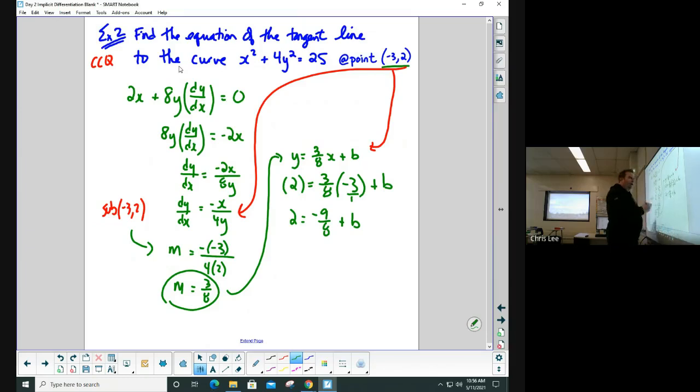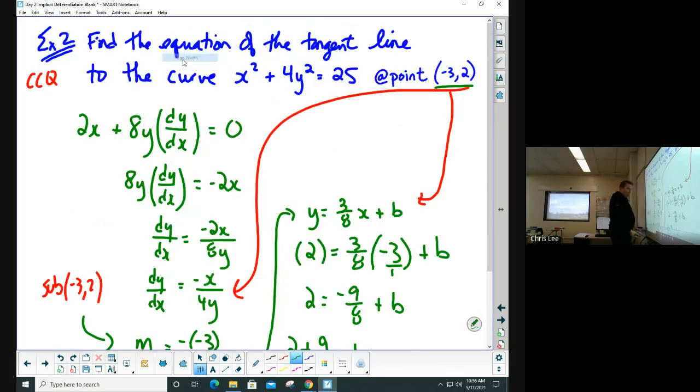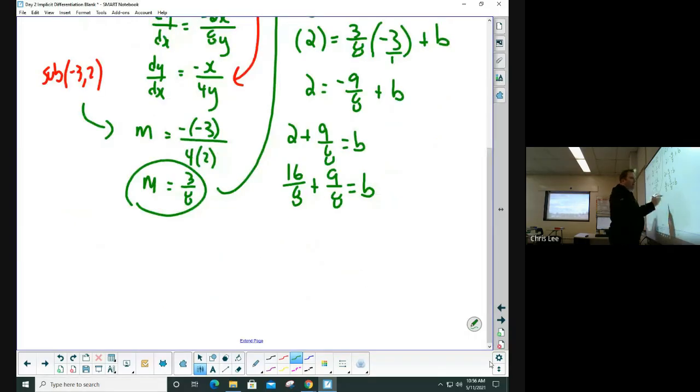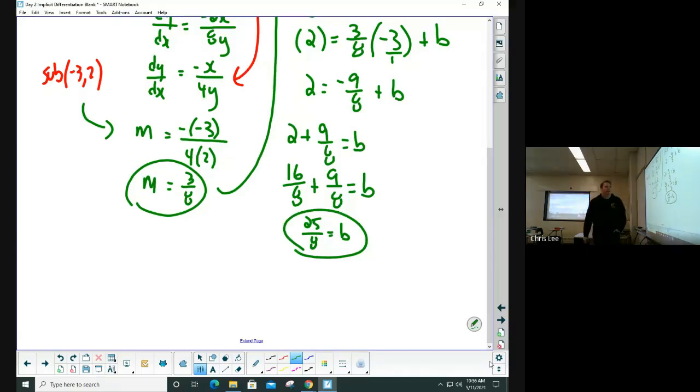I'm going to have to bring that -9/8 to the other side, so it's 2 plus 9/8 equals b. To add them, I need a common denominator, so 16/8 plus 9/8 equals b. That's going to get me 25/8 equals b. And take my new slope, 3/8, x plus 25/8.